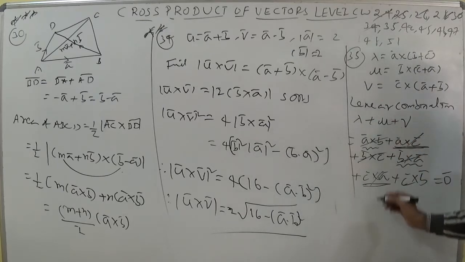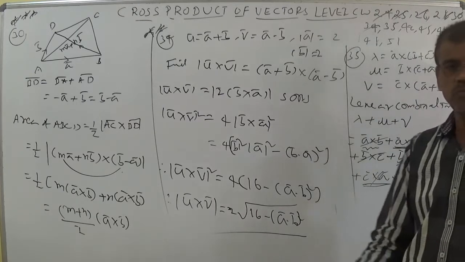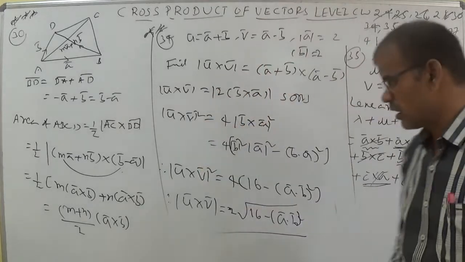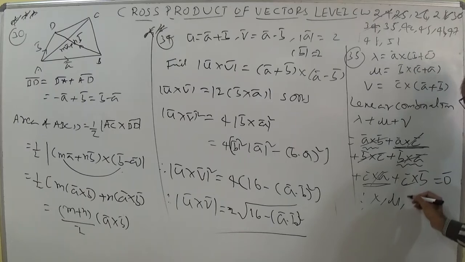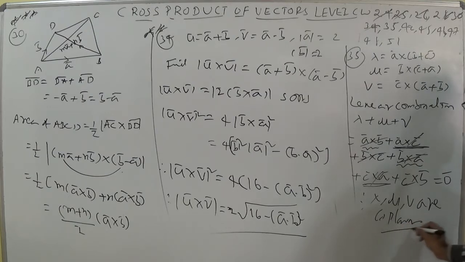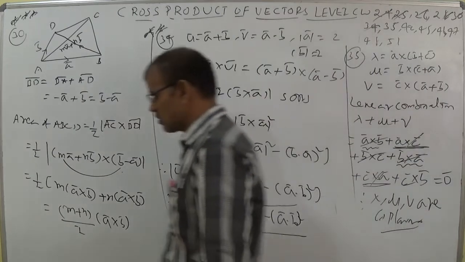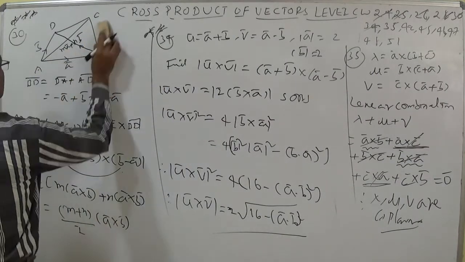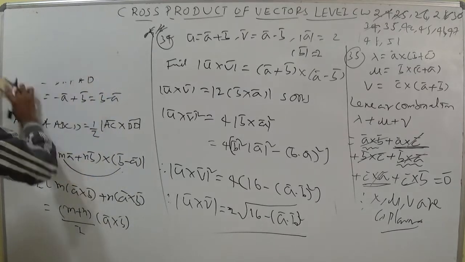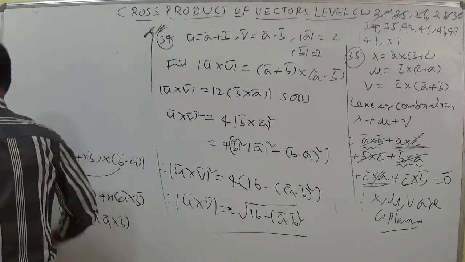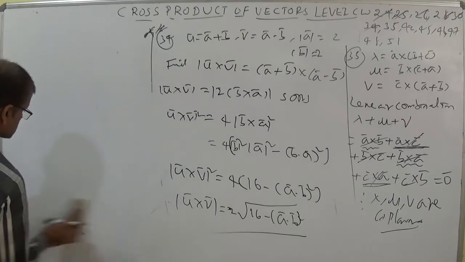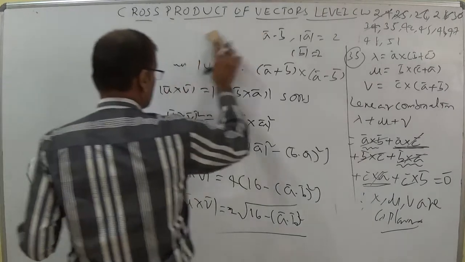Whenever the linear combination is 0, the vectors are said to be linearly dependent or coplanar. Therefore, you can say that lambda, mu, v are coplanar according to the linear combination concept in the addition of vectors topic. So lambda, mu and v are coplanar. Next, 35 is completed. Now the 42 questions. These questions are so important in EAMCET.